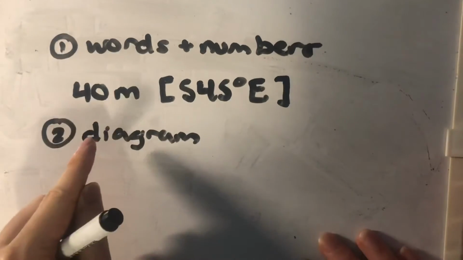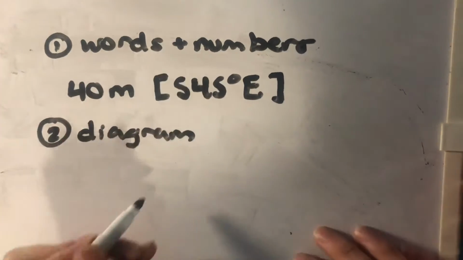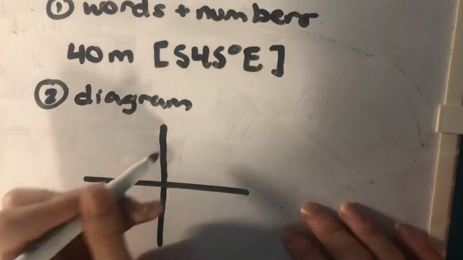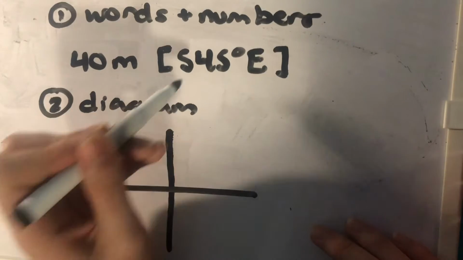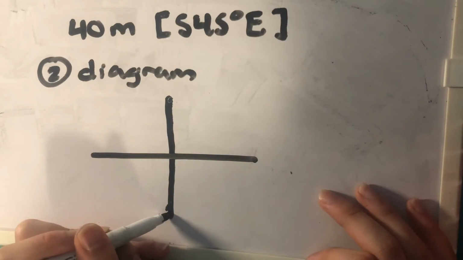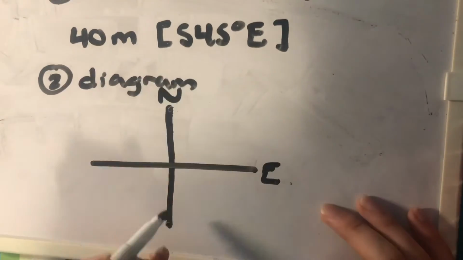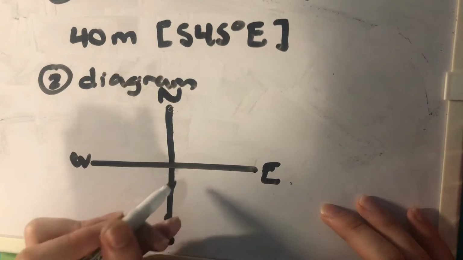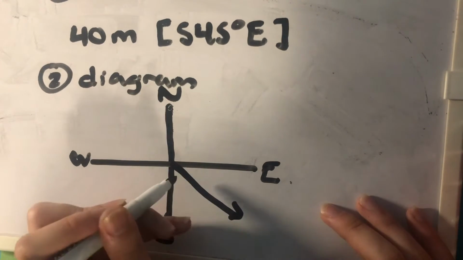Going back to my first example, if I wanted to represent this 40 meters south 45 degrees east, I would have to draw out a little coordinate plane, and we start with the first direction that it gives us, south in this case. So that's north, not south. I'm going to start here, and I'm going to go 45 degrees towards east. So it's about 45 degrees. Not really, but you get the point.